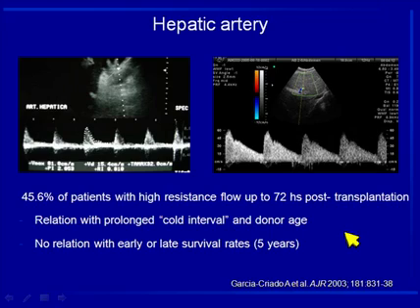Hepatic artery. 45.6% of patients present with high resistance flow up to 72 hours post-transplantation. There is a relation with prolonged cold interval and donor age. There is no relation with early or late survival rates in 5 years. This is a flow with high resistance in the first post-operative period and a normal flow after 3 days of follow-up.